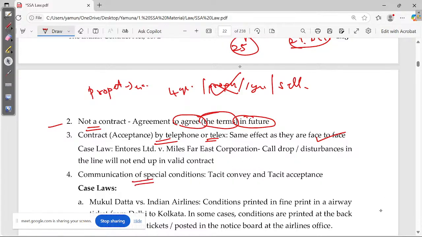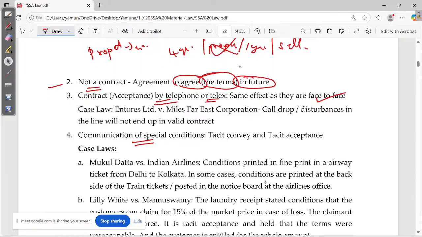Communication of special conditions. Actually, as of now, you can leave this one. Probably later I'll discuss it. There's something called tacit convey and tacit acceptance. As of now, I'm not discussing that. Sometimes there are some special conditions, which you can obviously refer to. Probably I'll discuss this later.